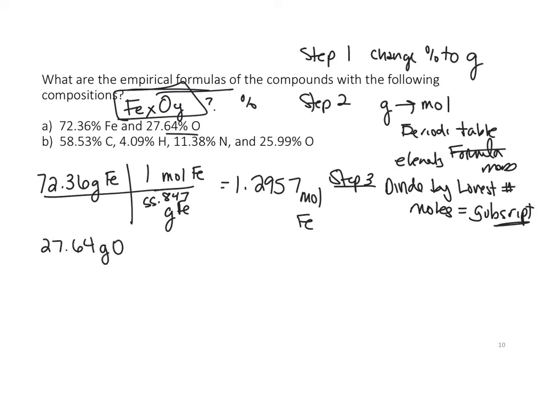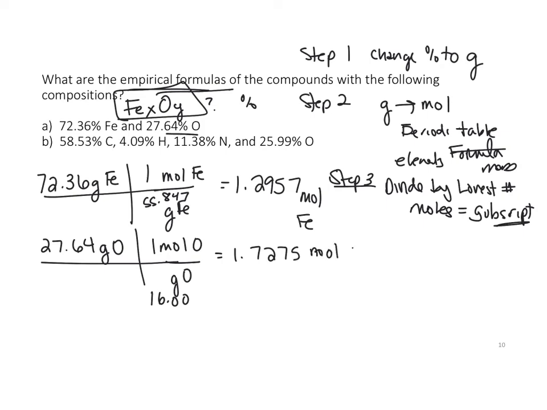And then I'm going to go back to the same thing for oxygen, 27.64 grams of oxygen, and grams of oxygen for 1 mole of oxygen. I look at the periodic table and I see that's 16.00. And so now I take 27.64 divided by 16, and I get 1.7275 mole of oxygen.